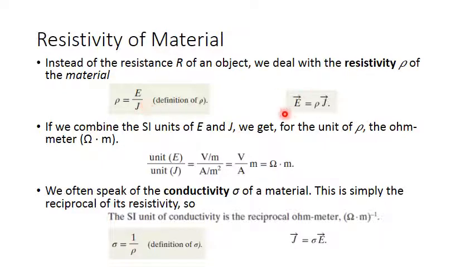Or in other words, we can say that the electric field E is the resistivity of the material multiplied by J. And we should note that both the electric field and electric current density are vector quantities and are in the same direction. So the vector electric field is equal to the resistivity, which is a scalar quantity, multiplied by the current density J inside the material.